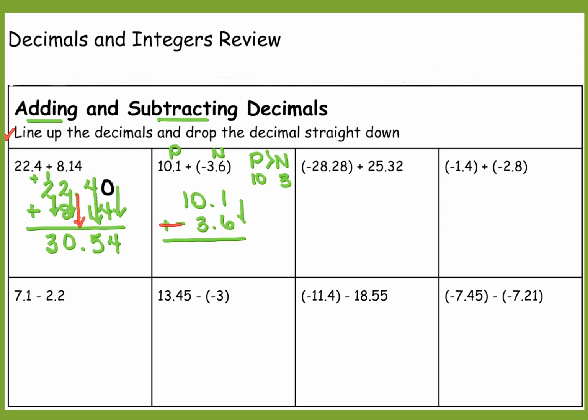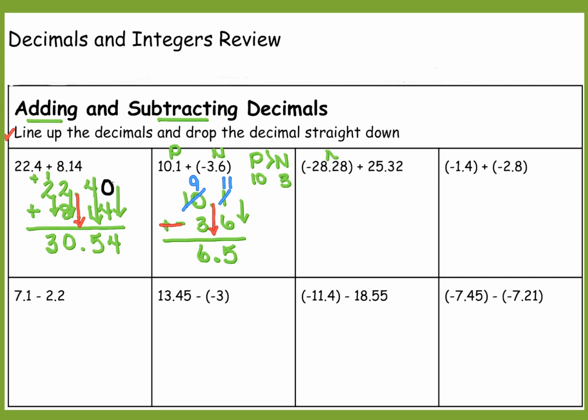1 minus 6. Well, we know we cannot do that, so we have to borrow from the 10 and make that 9, and that turns our 1 now into 11 because we added 10 to it. So 11 minus 6 is 5. We remember to bring that decimal point straight down. And 9 minus 3 is 6. So our answer in this problem is 6 and 5/10.